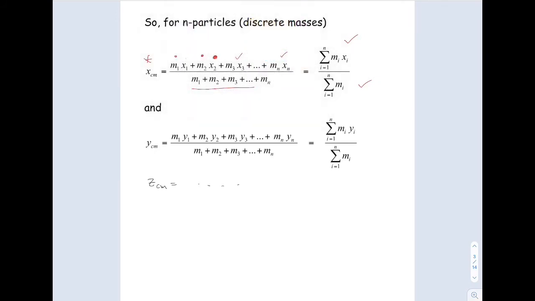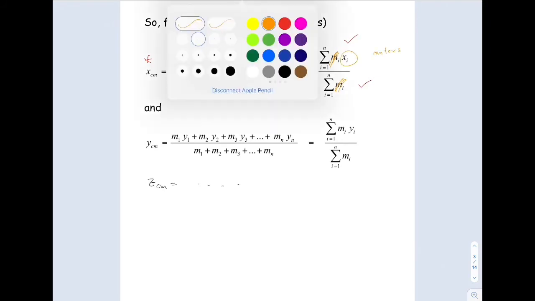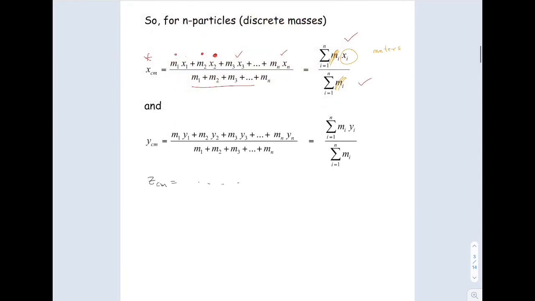And you can see that unit-wise, that would have kilograms, and those kilograms would cancel, and you're left with units of meters. So dimensionally, it's okay. And if we had a 2-dimensional problem, instead of the tennis balls like this, maybe one was up here, one was down there, and you want to find the y-coordinate of the center of mass, it looks the exact same as that. Now you're doing the y coordinate. And you can also generalize it into the z coordinate of the center of mass. It would look the exact same.